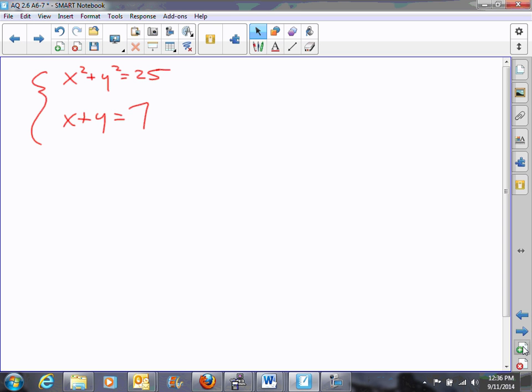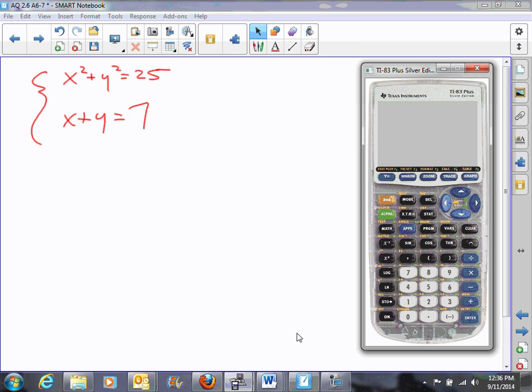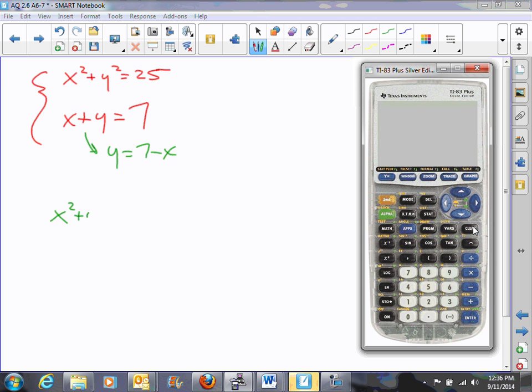Now, you cannot put something in the graphing calculator unless it is in y equals mode. Now, this second equation easily becomes y equals 7 minus x. But the first equation is going to take a little work. x squared plus y squared equals 25. And we want to solve this for y.